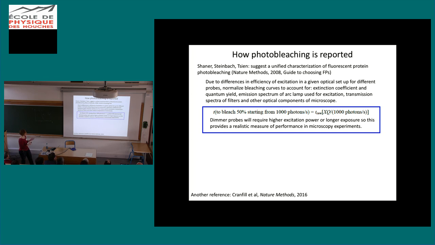And what they suggest in this paper is that the dimmer probes require higher excitation power or longer exposure to get to this rate, but that provides a more realistic measure for how you might use these in microscopy. If your probe is dimmer, you are going to have to excite it with more intense light in order to see it inside of a cell.